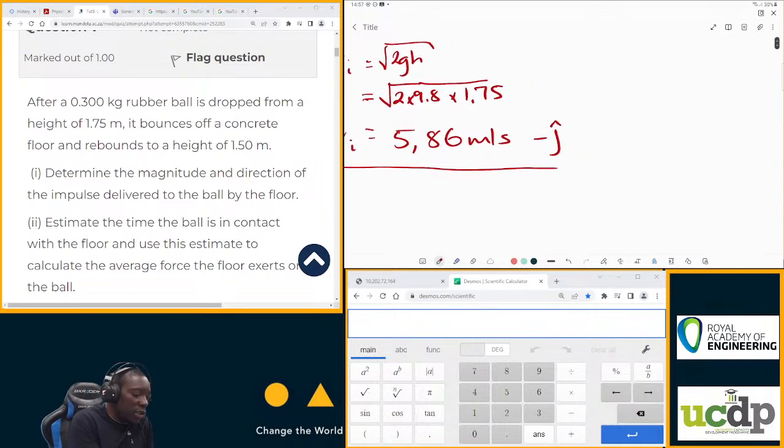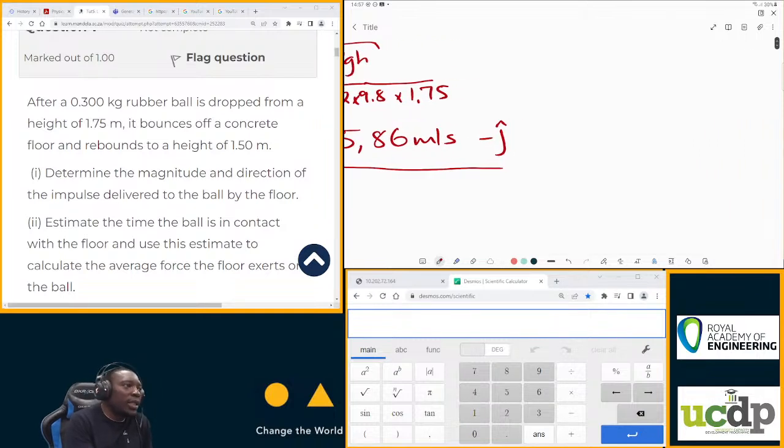Now the final velocity is such that the kinetic energy after the collision is wholly converted to potential energy at the point when we reach the maximum height on rebound. So the new mgh is again equal to the kinetic energy after rebound. That means half mv squared.